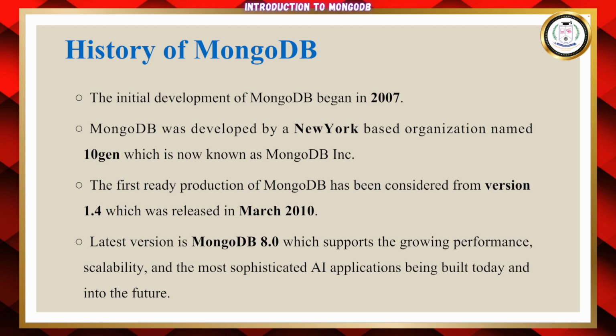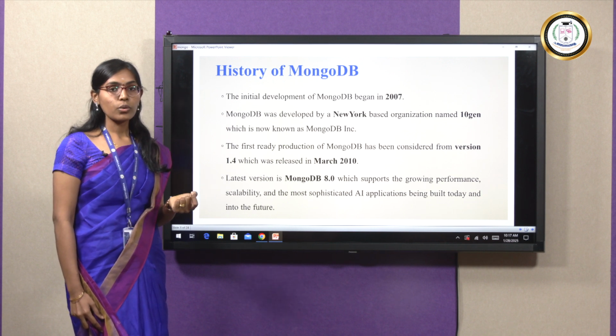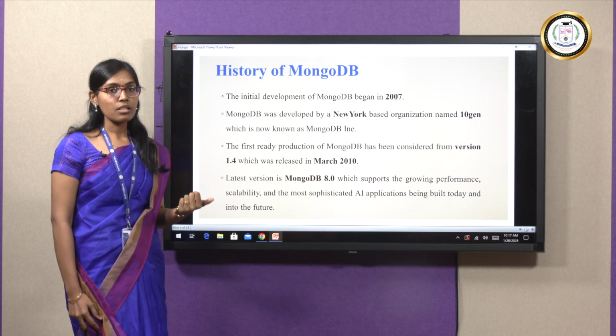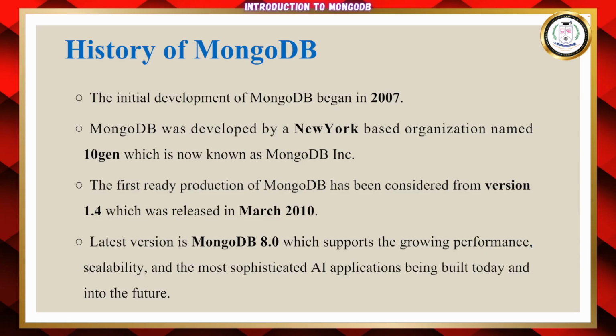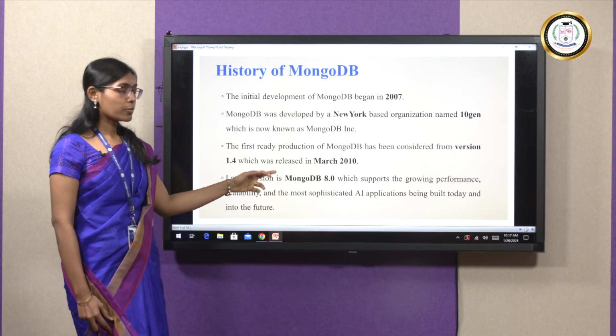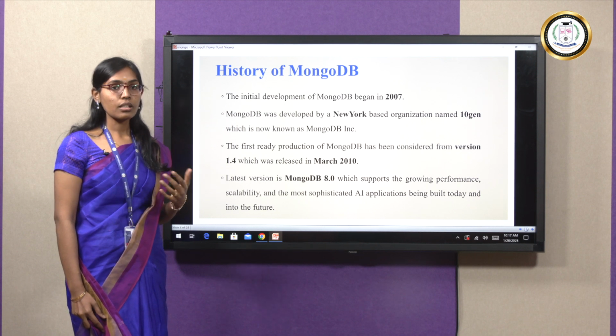Now, if you see the history of MongoDB, it began in 2007. It was initially developed by a New York based organization called 10gen, which was renamed MongoDB Inc. Later, the production MongoDB version 1.4 was released in March 2010. So this is the next version. Currently MongoDB 8.0 is being used. So this is the current version of MongoDB they are using right now.